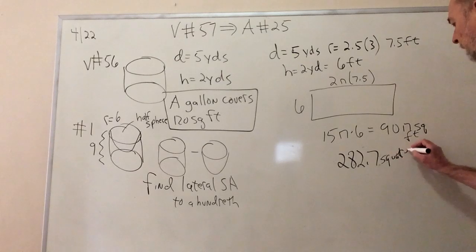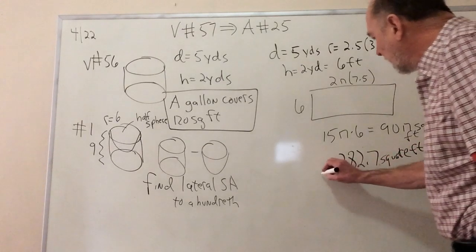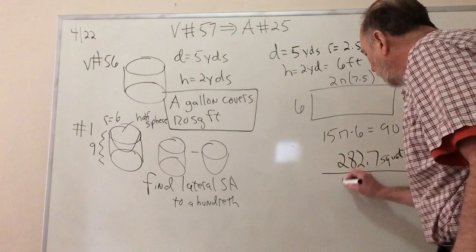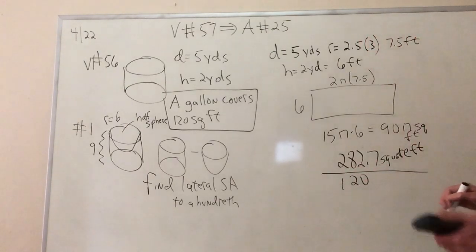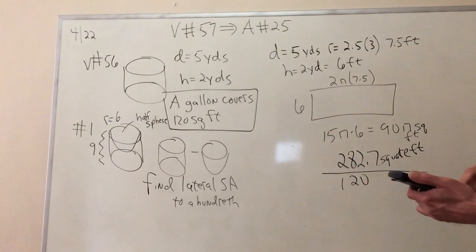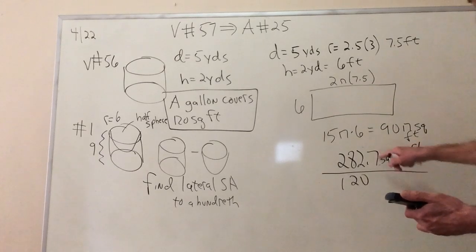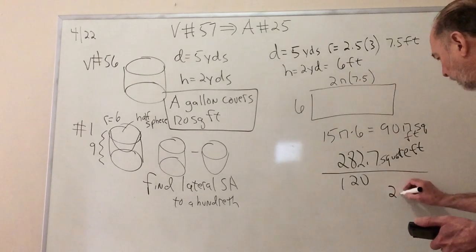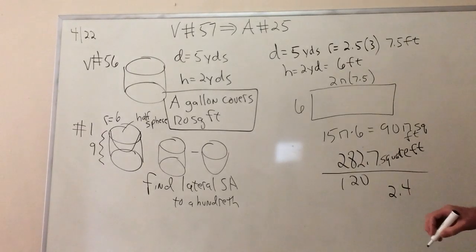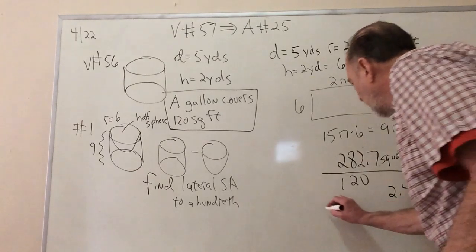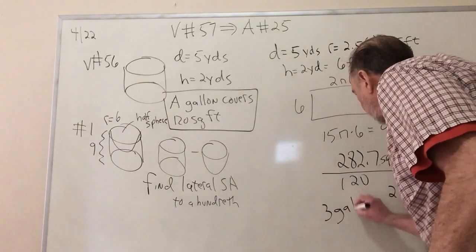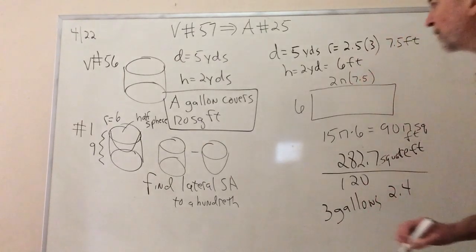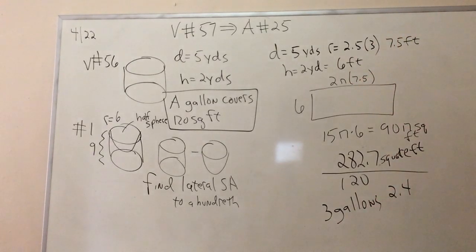That's square feet, okay? And how many square feet does a gallon cover? 120, that's data. And so we divide 282.7, we don't even need this precision, by 120, and we come up with about 2.4 gallons. But obviously you can't buy 2.4 gallons, so maybe to give it a little bit of extra coat, you'd be asked to buy 3 gallons. 8th grade problem, application of surface area, you should be able to do it.